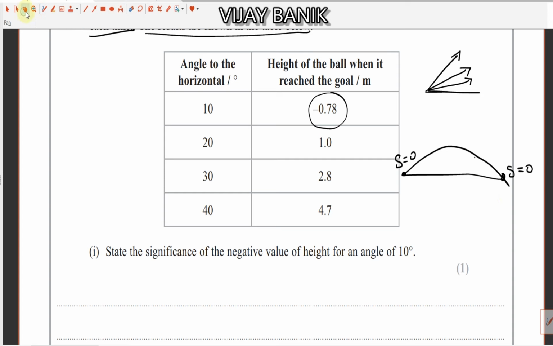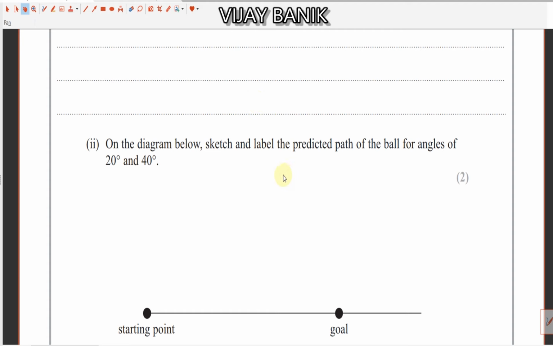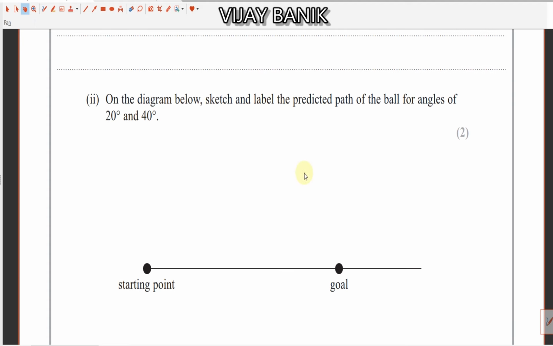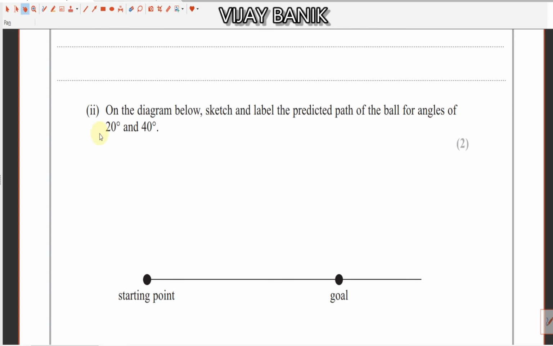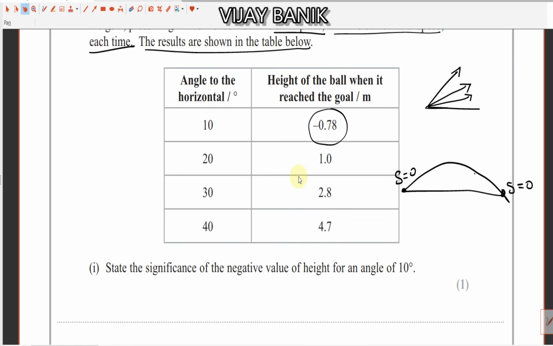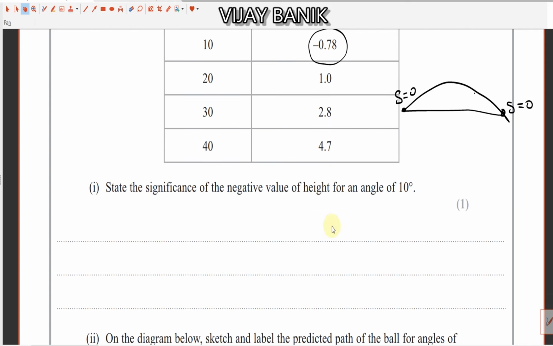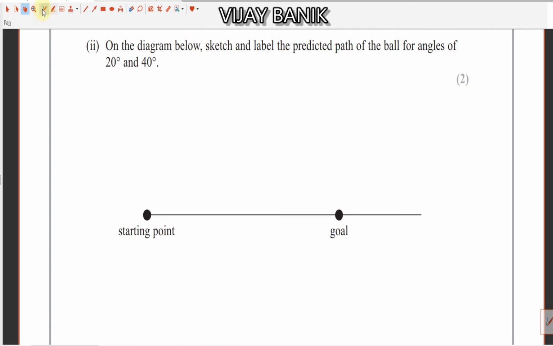Now if we go to the next question, on the diagram below, sketch and label the predicted path at 20 degrees and 40 degrees. You can see at 20 degrees it's 1 meter from the goal, and at 40 degrees it's 4.7 meter. So if we draw the projectile path, the predicted path, let's say at 20 degrees approximately, I don't think we need to do it with the help of the projector. You know what, better you guys do it with the projector. Let me do it with the normal one over here.